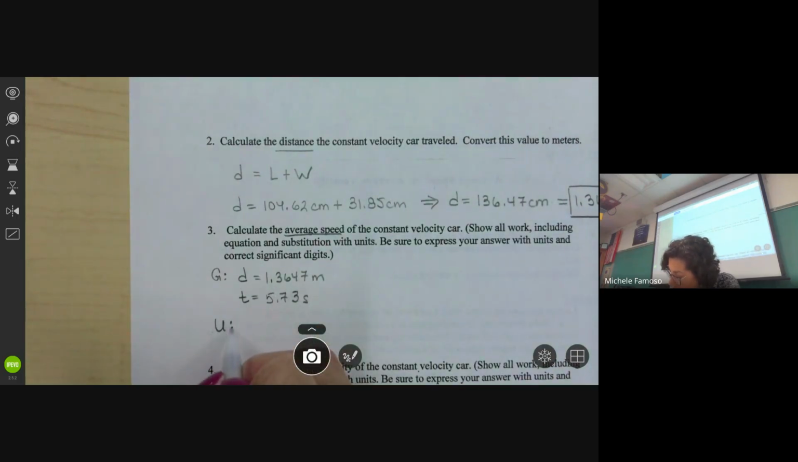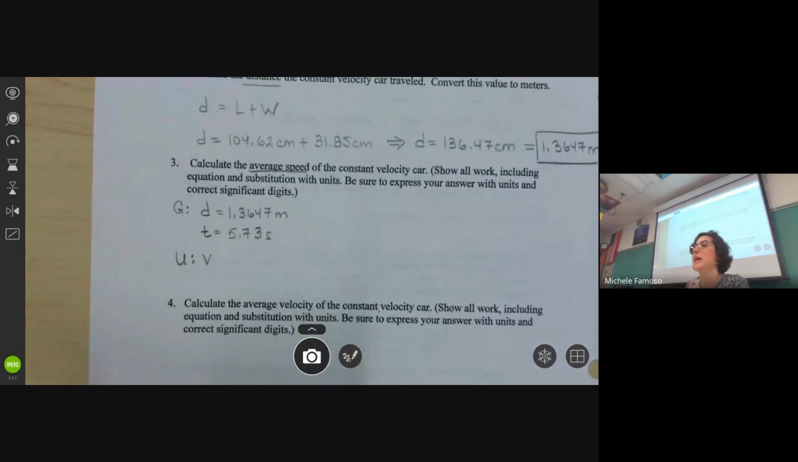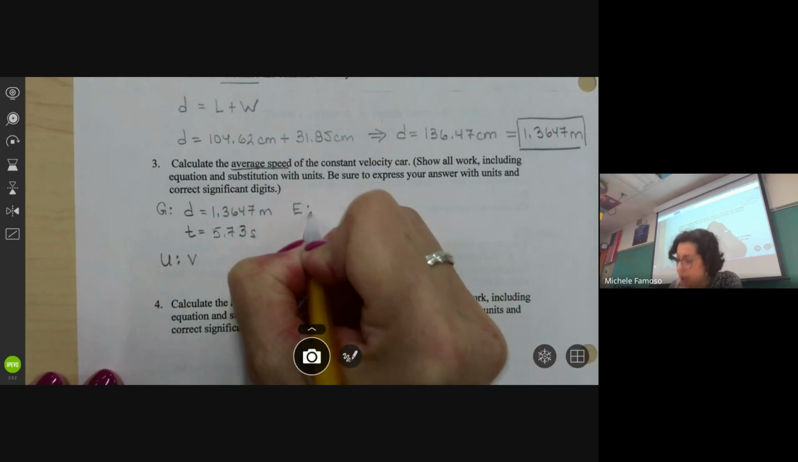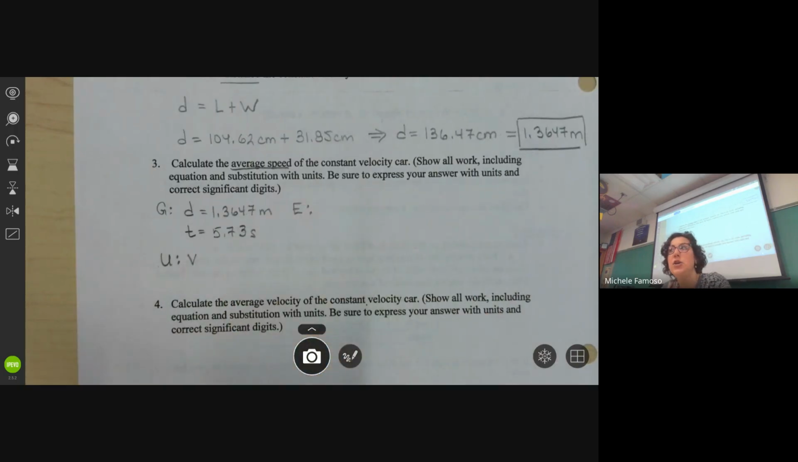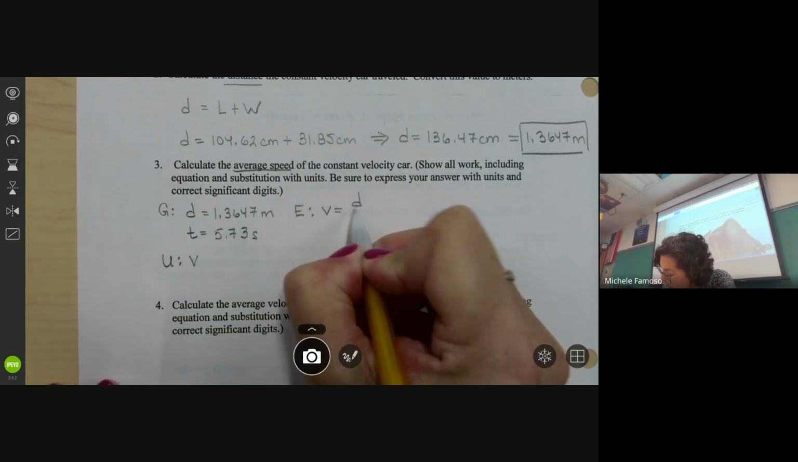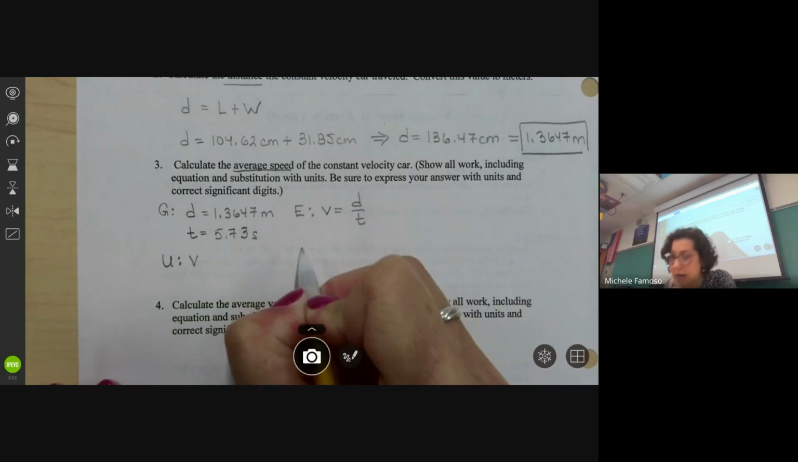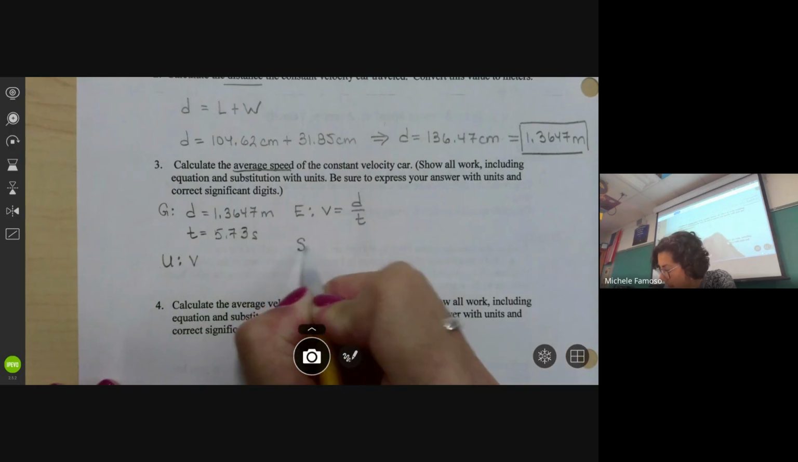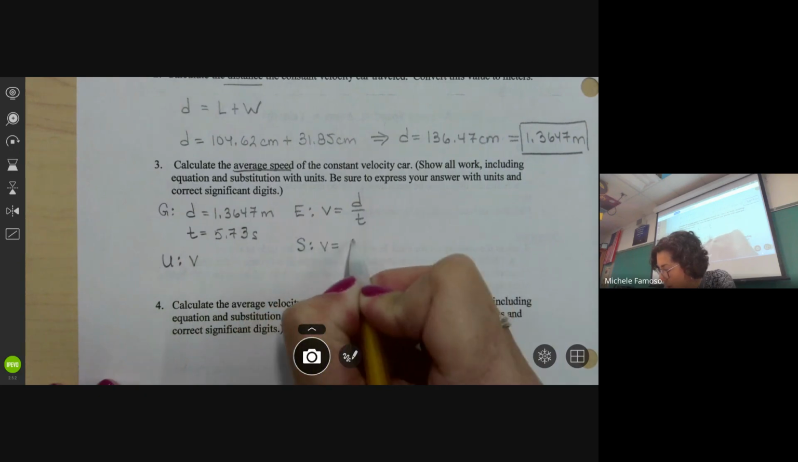Okay. What is unknown is the speed. Speed is letter V. What equation are you going to write to calculate the speed? Miriam? Yes, the speed is the distance over the time. V equals D over T. Now do your substitution with units.